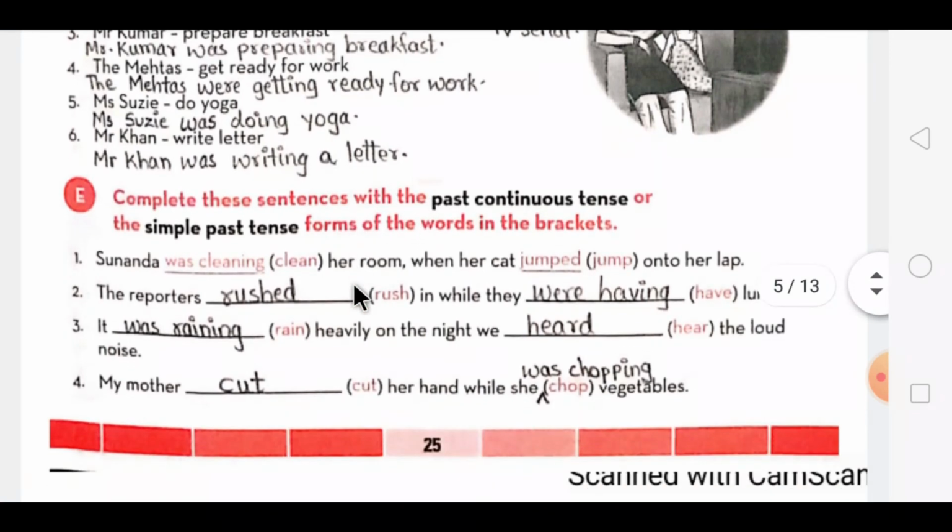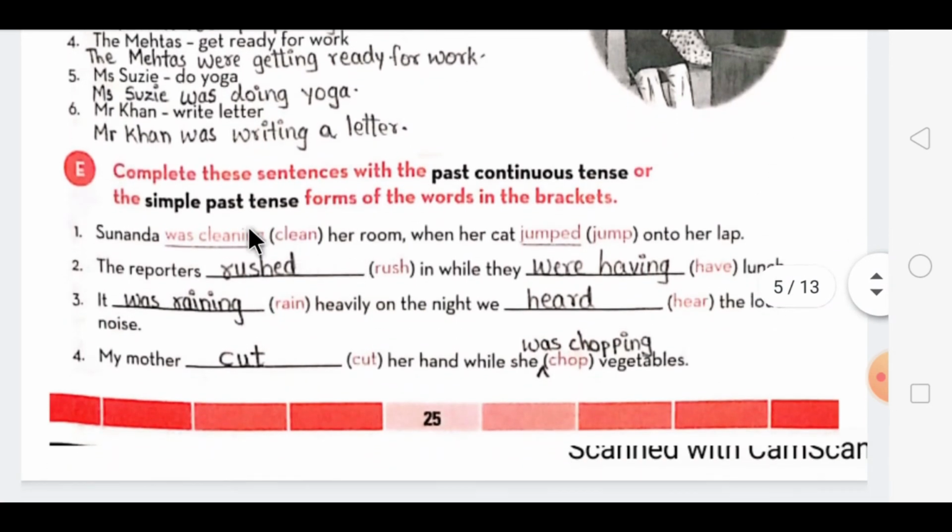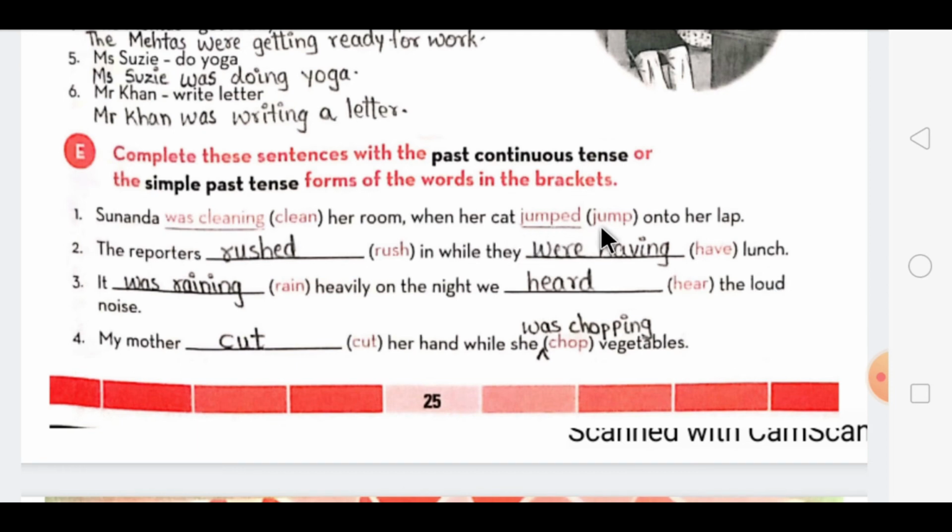Now in the next exercise dear students, you have to use past continuous tense and simple past tense. As I have explained earlier, if the action is going on for a longer period in the past, you will use past continuous tense, and if it is going on for a shorter period, you will use simple past tense. Now see the first one, Sunanda was cleaning her room. In this the action is continuing for a longer time, so we are using past continuous tense. And the next, when her cat jumped onto her lap. This is a shorter action, so we used simple past, that is V2 form of the word.